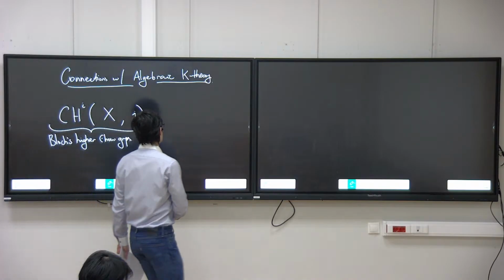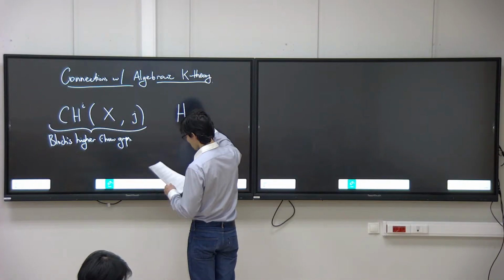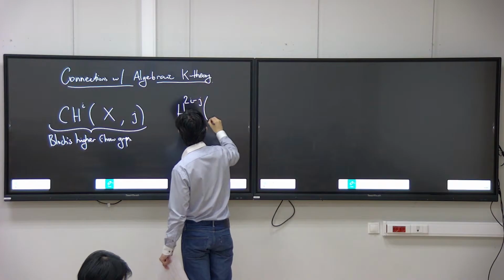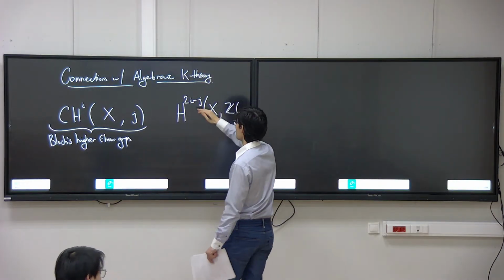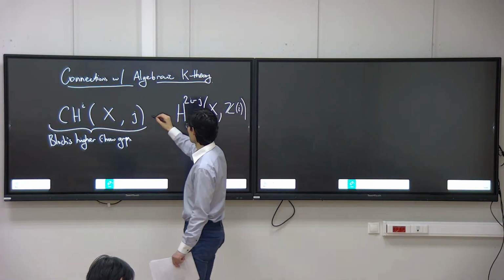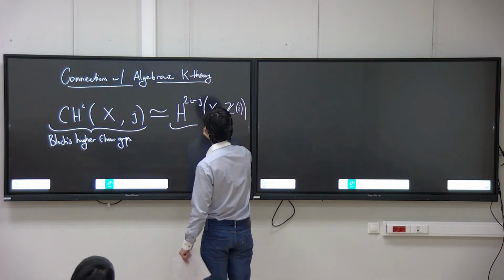And maybe we have also seen motivic cohomology, so maybe something like H^{2i-j}(X, Z(i)). I changed the indices here because I want to make them equal. And maybe one of the main theorems is that these are isomorphic. So here we have motivic cohomology.